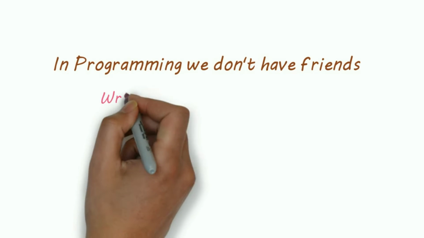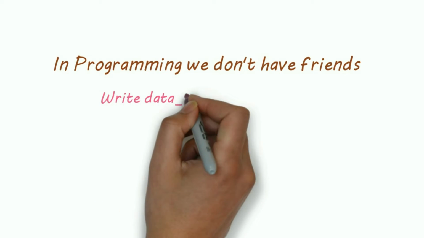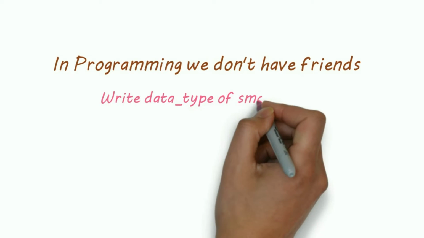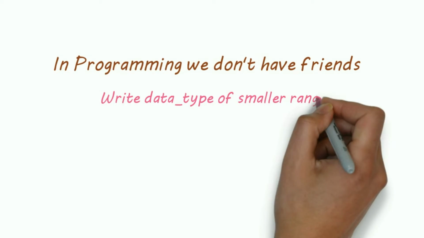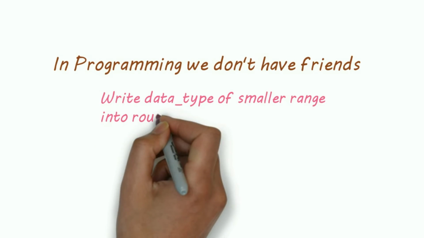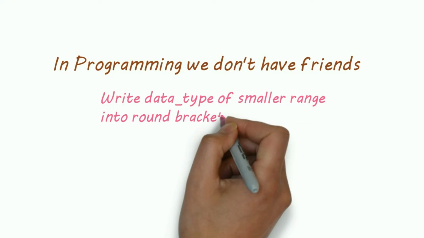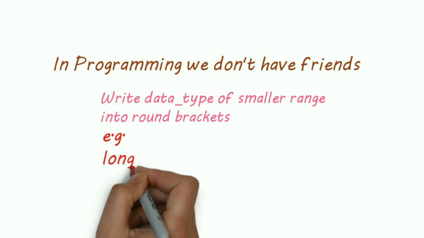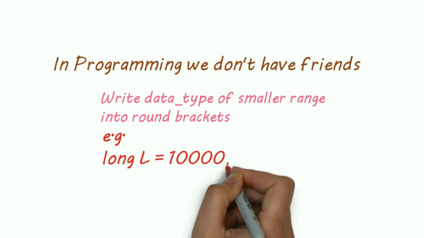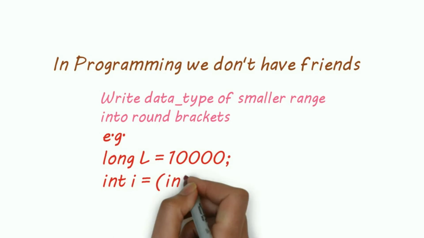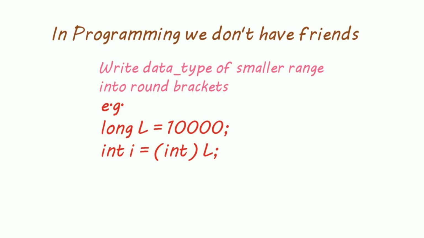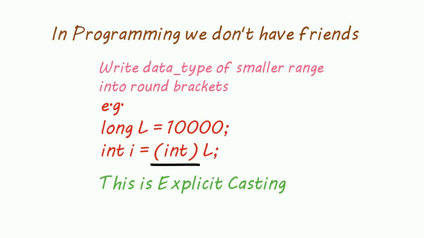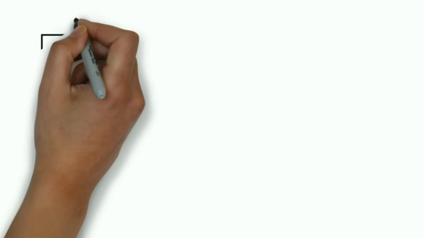So here, we need to do something. Every time we assign a higher range data type to a smaller range, we need to write the data type of smaller range in round brackets. For example, long l equals 1000 and int x, now here we have written the integer in round brackets. So here the smaller data type is int. Now reverse our sequence.